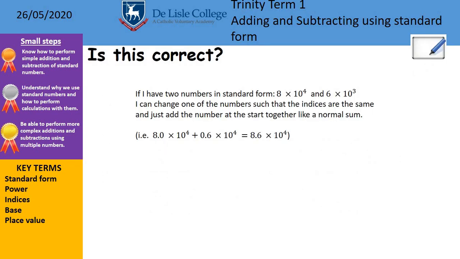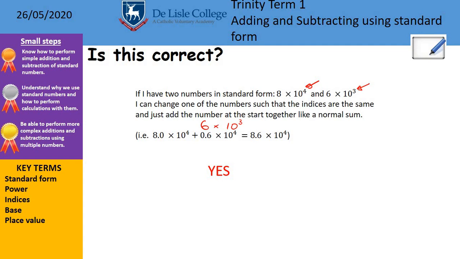So, is this correct? If I have two numbers in standard form, I can change one of the numbers such that the indices are the same. Now remember that the indices here, this is a 4 and this one is a 3. So what we want to do is take this 6 times 10 to the 3. And if we divide the 6 by 10, we get 0.6. So we need to multiply by 10 on the power. So we've gone from 10 to the power 3 to 10 to the power 4. Then we can simply add the 8 and the 0.6.